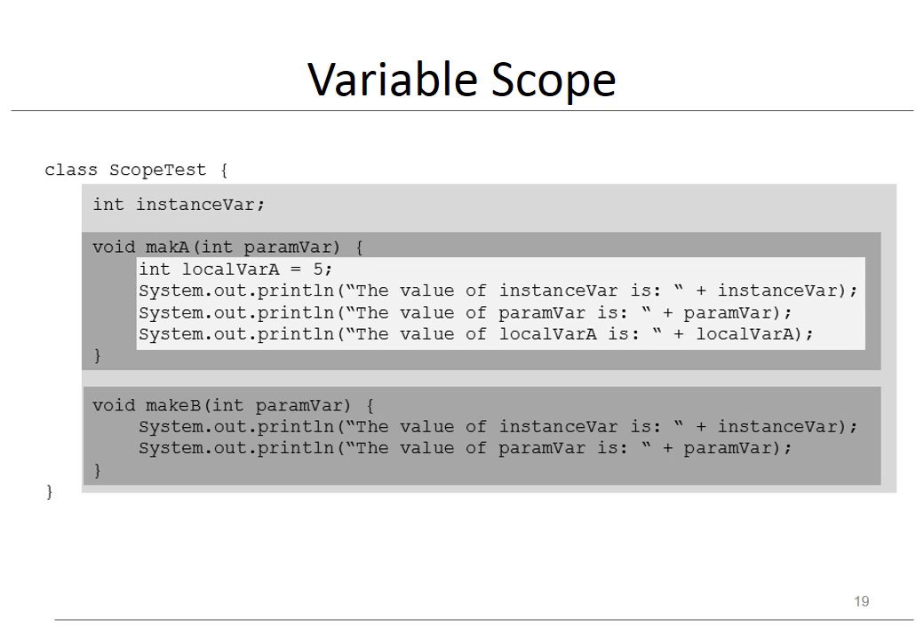The levels of scope are ordered. Here you can see three examples of variables. Instance var, which represents an instance variable, param var, which is a parameter variable, and local var a, which is a local variable. Instance variables can be accessed by all methods in the class, as you can see. Parameter variables can only be accessed by the method itself, but not by other methods, as also illustrated. Hence, we can use the same name for parameter variables in different methods, as was done here. Local variables can only be accessed locally within their method or code block. Hence, we cannot access local var a in method make b.